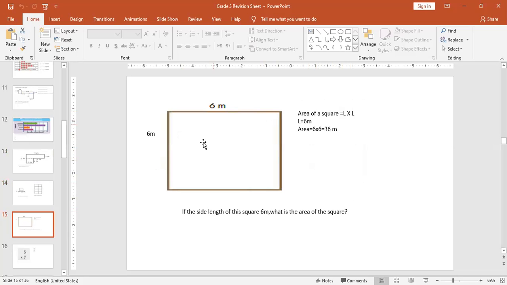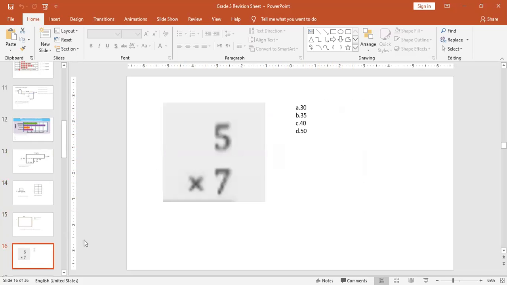What is the area of this square? I multiply length by width, or length by length, because the square has the same side lengths, so it is 36 meters. 5 multiplied by 7 is what? It's 35. Okay, so the answer here is 35. Okay, let's continue.